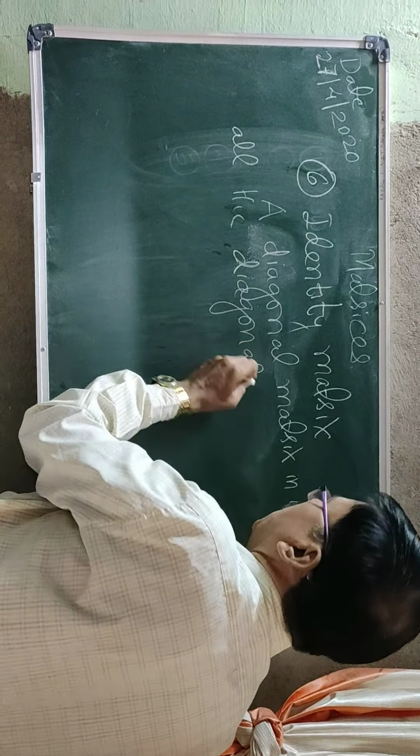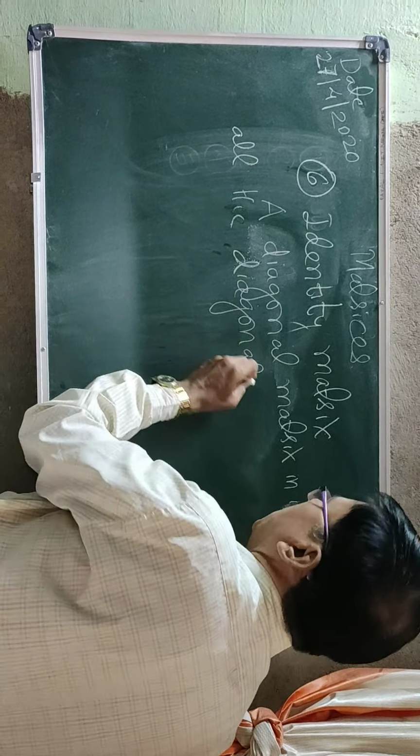If you write I2, that is the identity matrix of order 2. So this can be represented as 1 0 0 1. You can see the diagonal elements are equal to 1. So this is the identity matrix of order 2. Now the I3 can be written as 1 0 0 0 1 0 0 0 1. So this is the identity matrix of order 3.